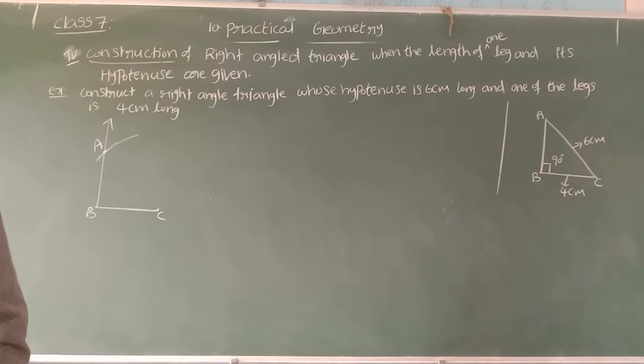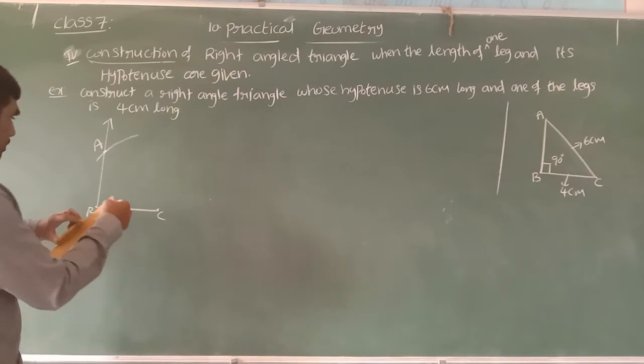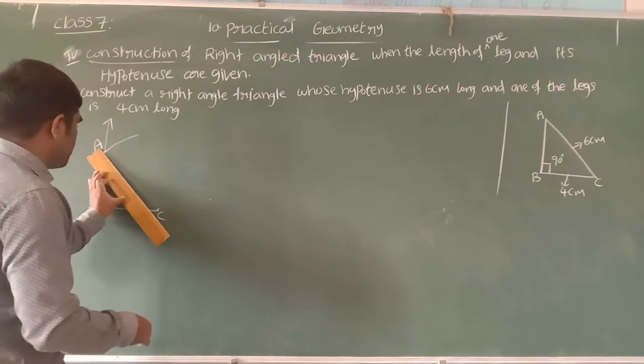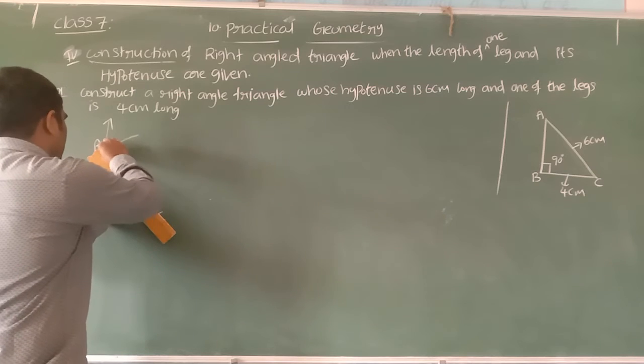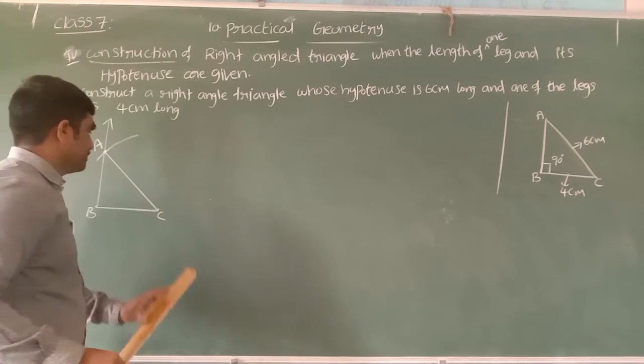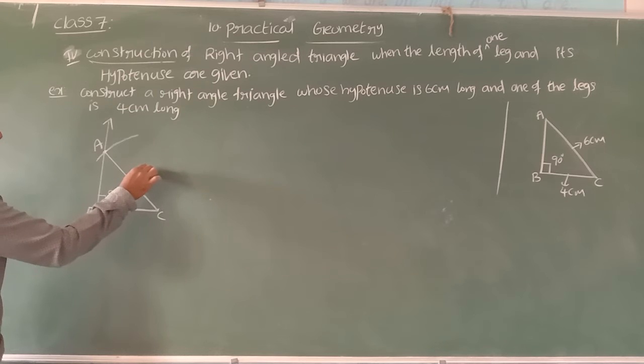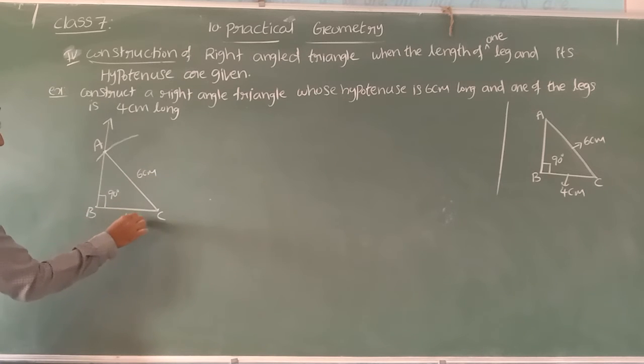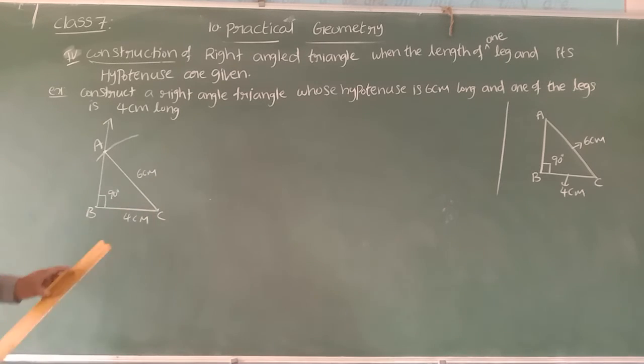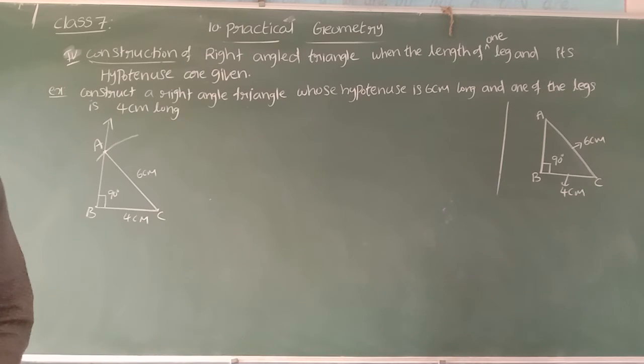Children, can you tell me what next to get a triangle? Sir, to get the triangle, we need to join A to C. Join the line segment AC. Now the required triangle ABC is ready. So angle B we took as 90 degrees, AC 6 cm and BC we took as 4 cm. Now we need to write the steps for this construction.